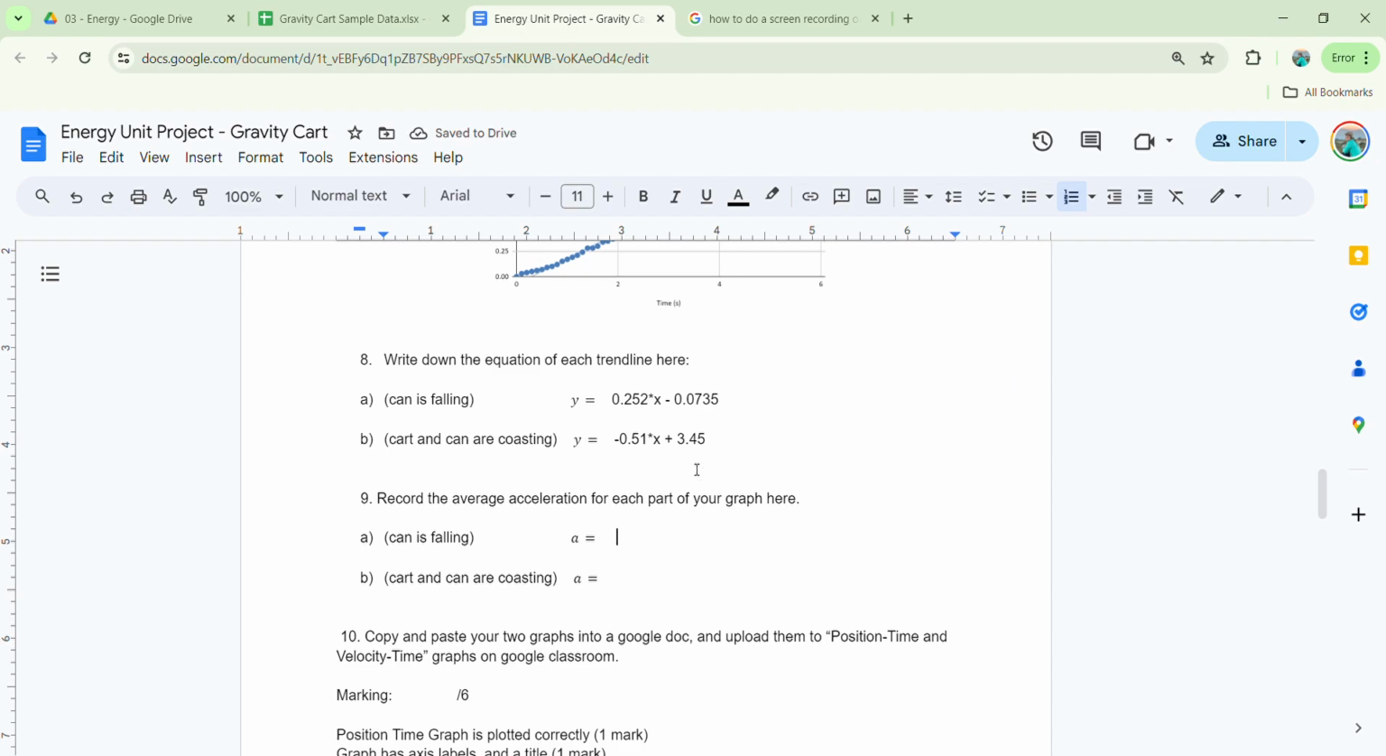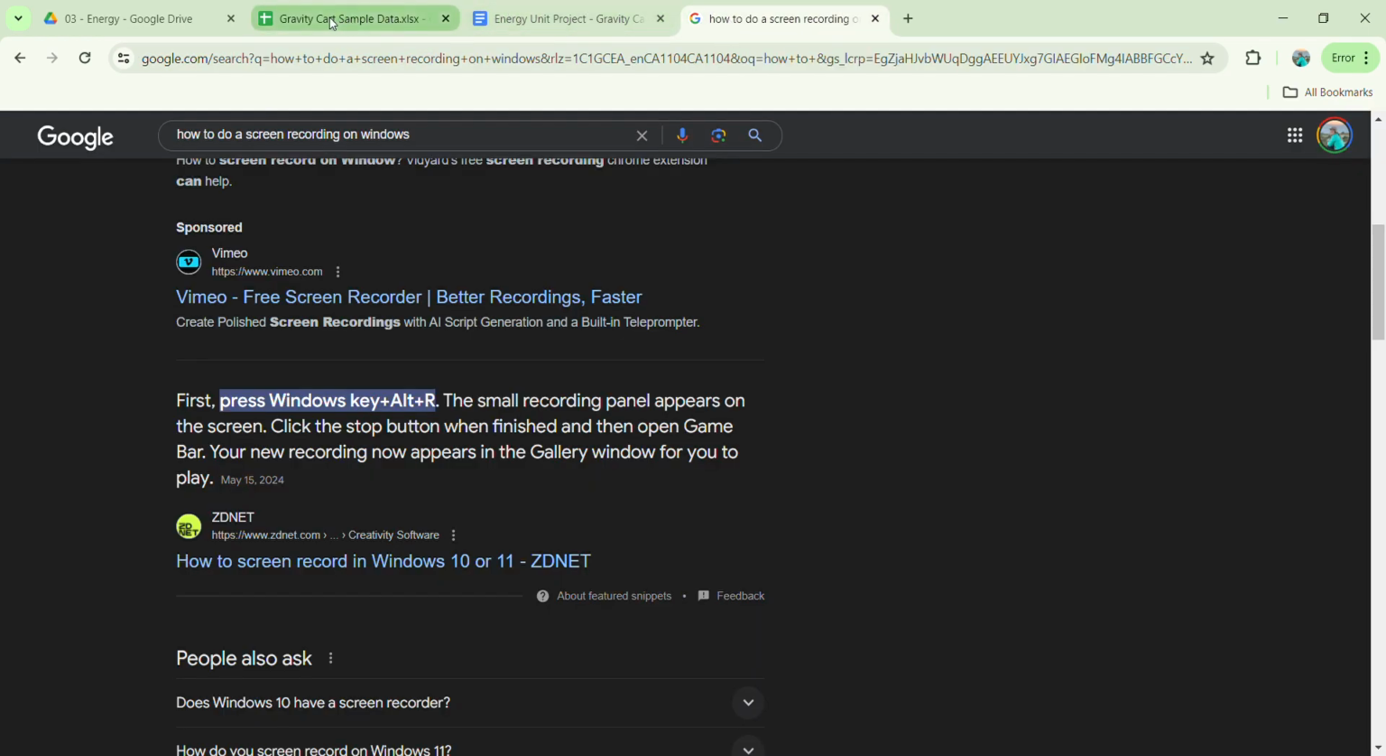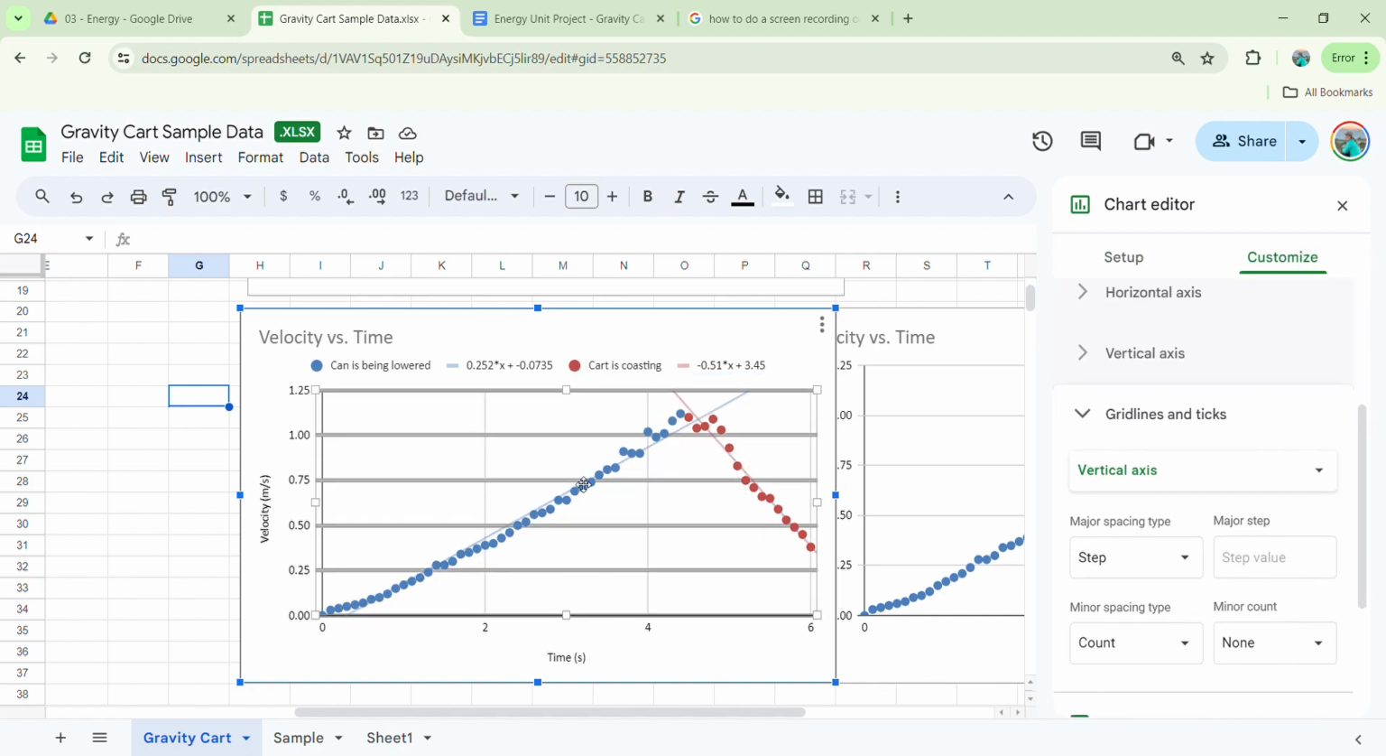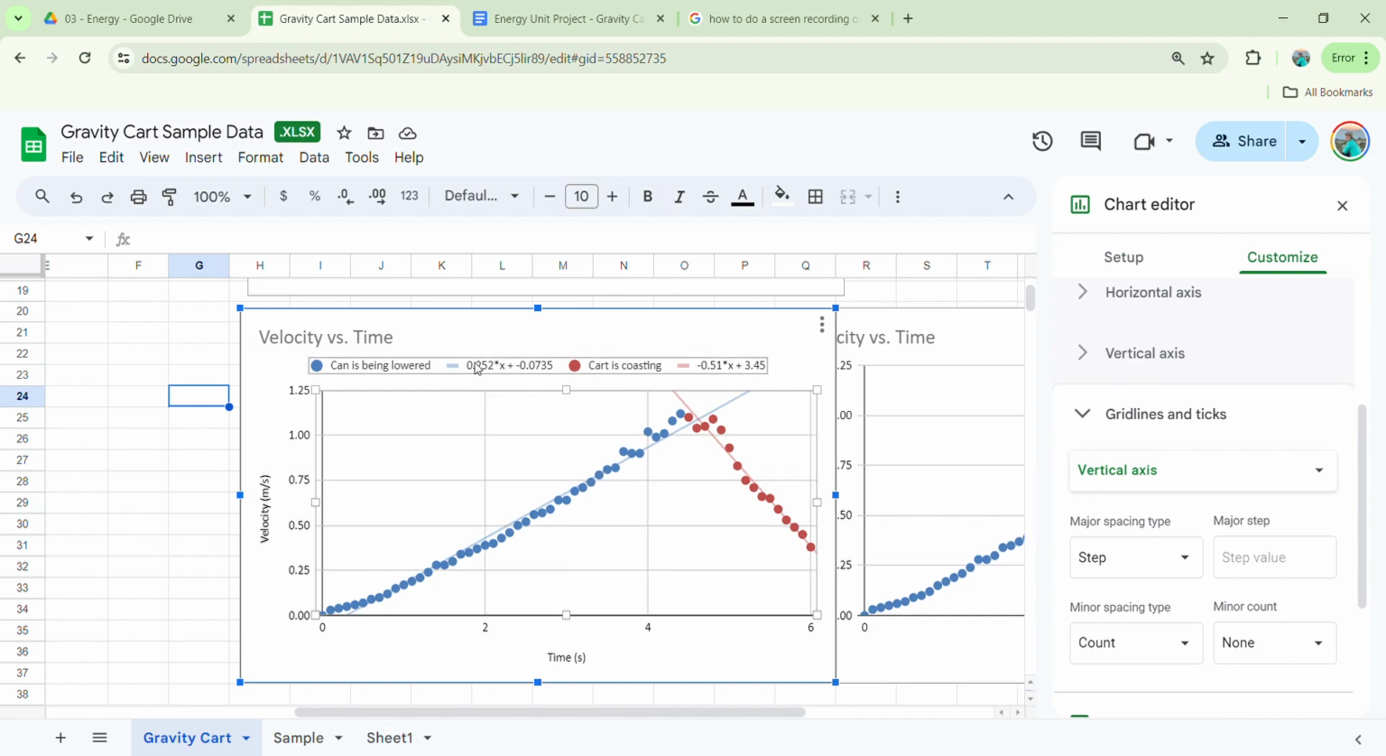So now I want to know the acceleration for these parts of my data, right? I want to know how quickly it's accelerating here and how quickly it's accelerating here. And the reason we look at a trend line to do that is because the acceleration from a velocity time graph is just the slope of the line. And if I have it in this form, then I have the slope right there. So 0.252 is my acceleration over this point. It's 0.252 meters per second squared.